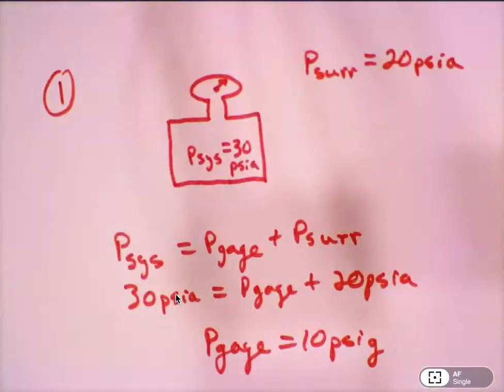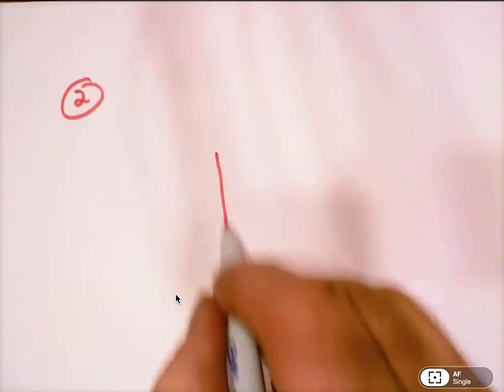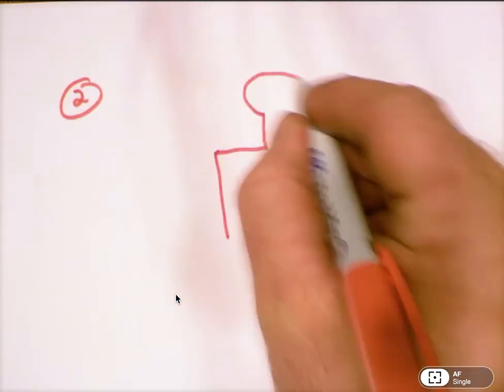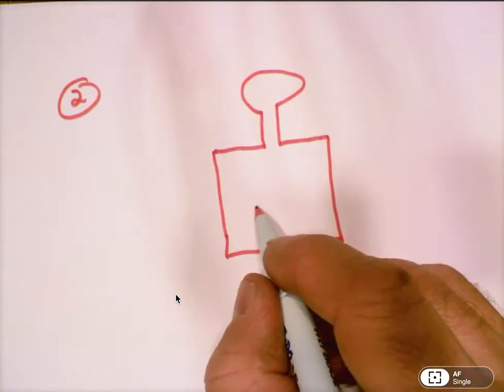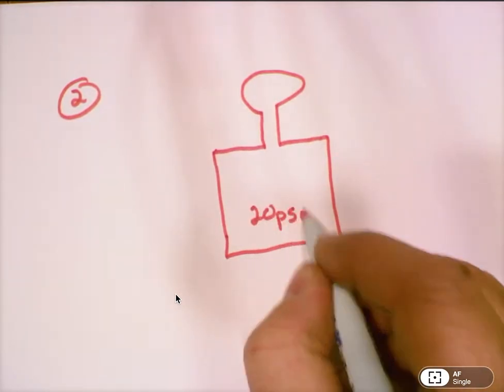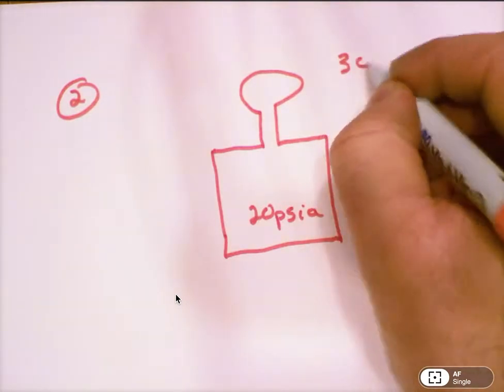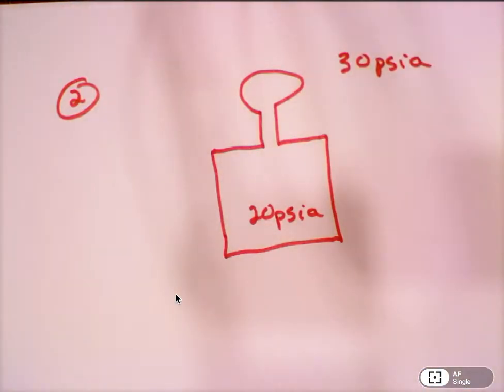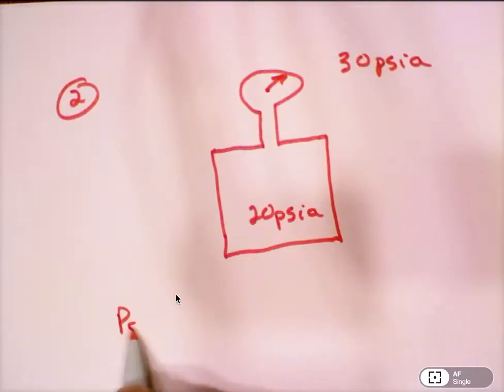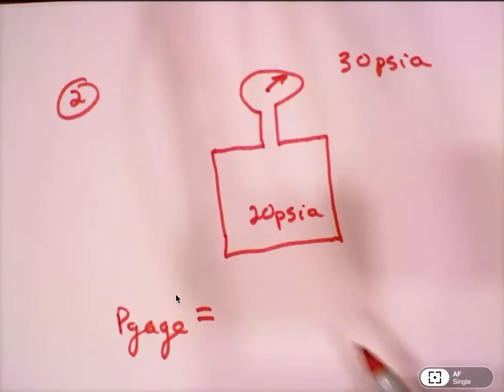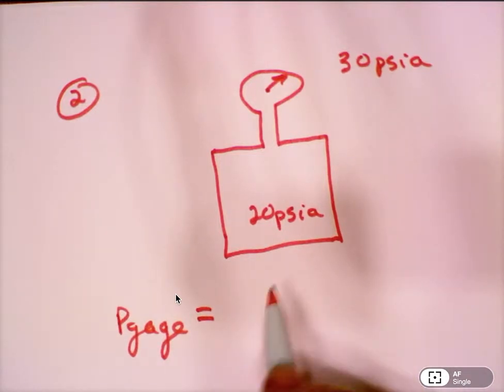That's example 1. Let's take a look at example 2. What happens if the stuff in the box is 20 psia and the stuff outside the box is 30 psia? I would like you to solve that for what the gauge reads. Press pause and solve.